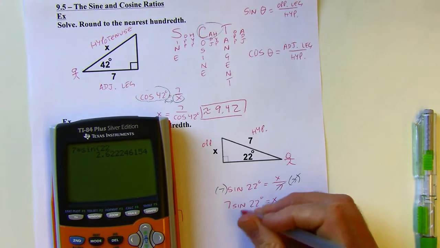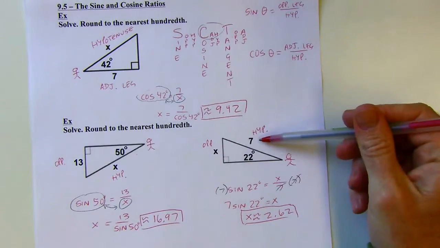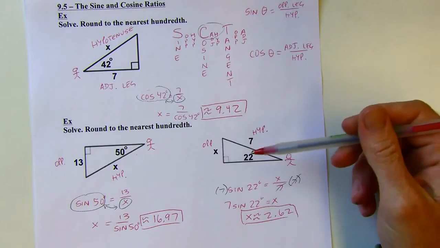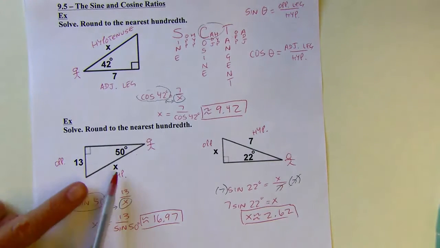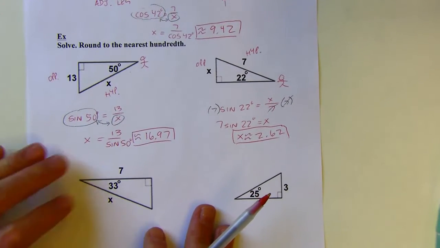Okay, and I forgot to spot check on the last problem, but here we can spot check both of them. Hey, that seems as this is 7, this is about 2.6. That seems reasonable. Okay, 13, so this should be more than 13. 17 sounds about good. Okay. All right, so let's try some more.